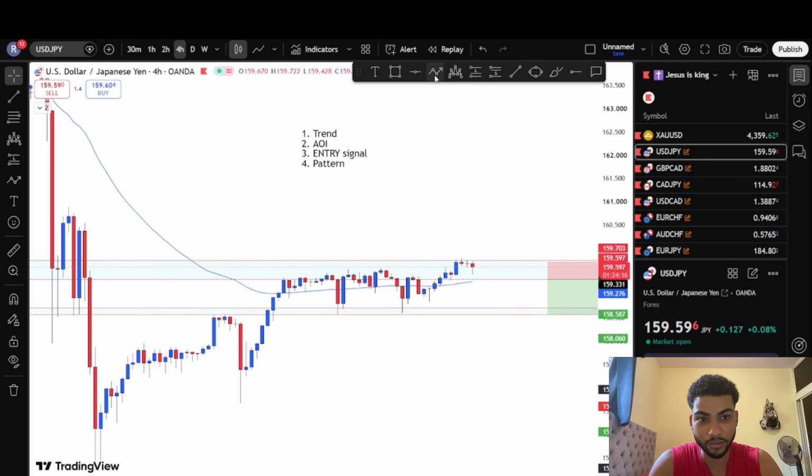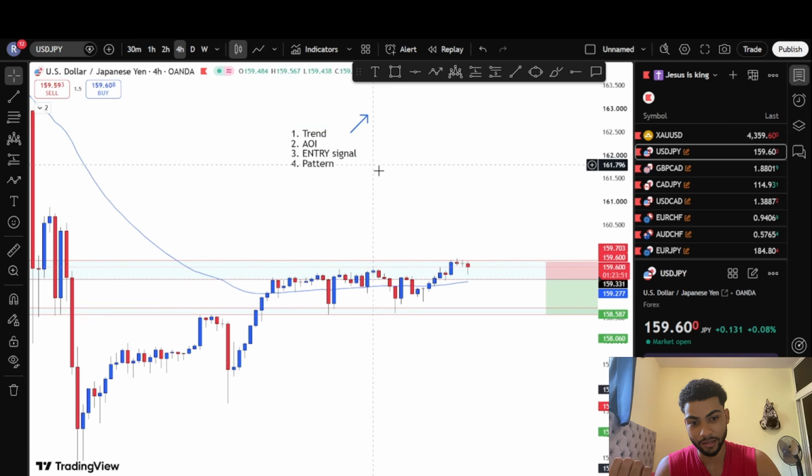Now I have the trend, because I identify the trend with my top-down analysis. So now I have 2 consecutive time frames in sync, which is the daily and then the 4-hour. So that tells me that I'm trading with the trend. So I have the trend checked off with 2 time frames. So the next thing that I need is an area of interest.